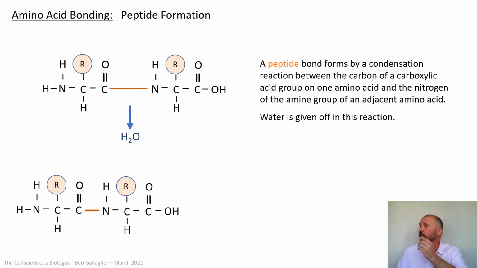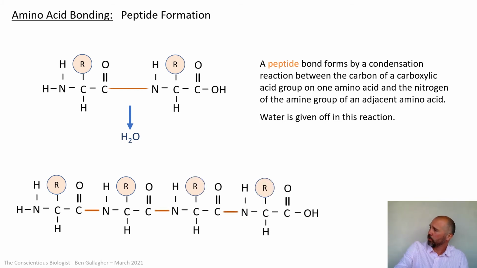Okay. Now, if I extend this one, if I get rid of the OH that's there and I add on a couple more amino acids to the side, I've now got a line of 4 amino acids. Just check that you can identify the 4 amino acids. Look at where the peptide bonds are.